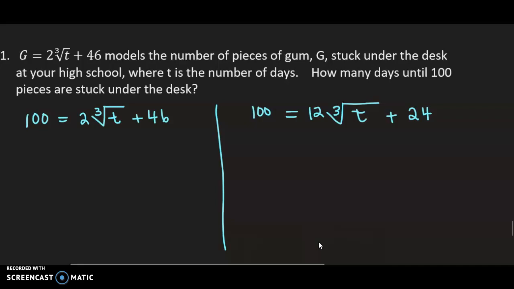So you plug in 100 for G, and then isolate t, cube it, and that's your answer, because we have to undo the cube root by cubing. So anyway, subtract 46 from both sides, and you get 54.